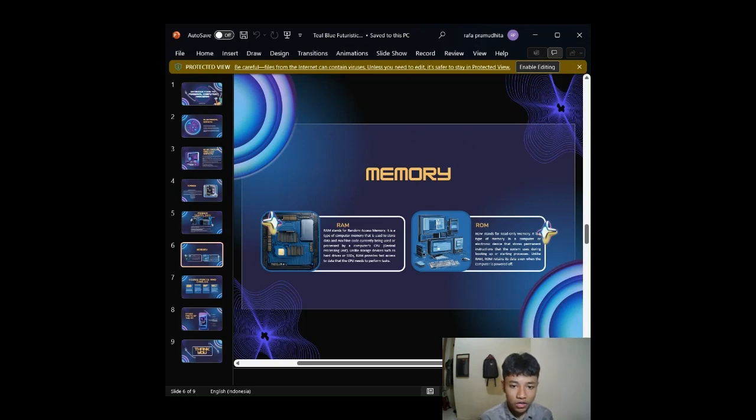Memory, storing the symphony notes. Dive into the world of memory, the digital repository that stores the symphony of data. Explore the various types from volatile RAM to non-volatile RAM and understand their crucial role in storing and retrieving information. Witness how memory forms the backbone of every digital operation.